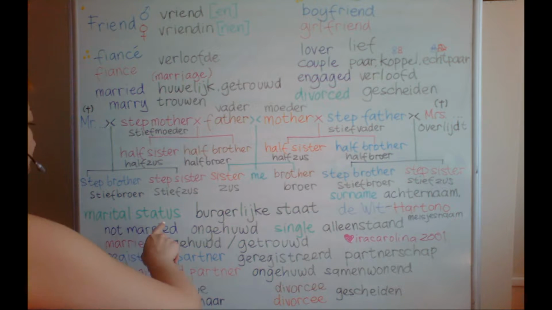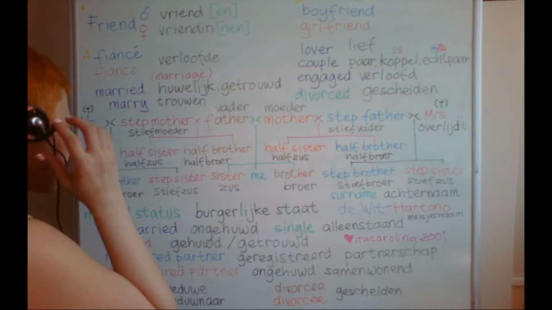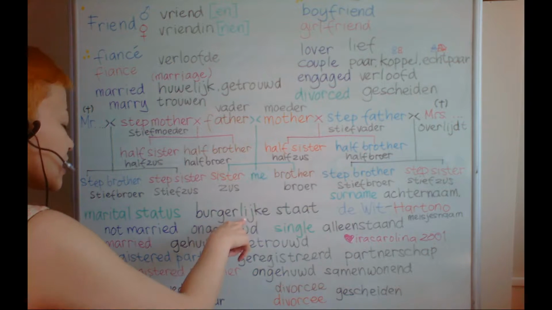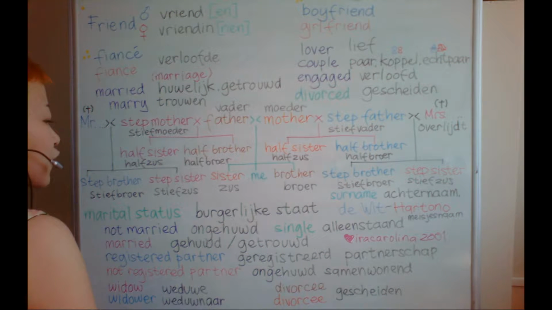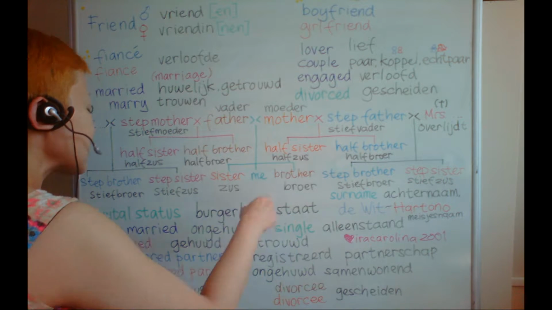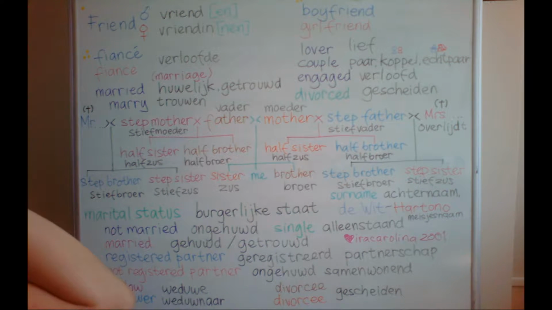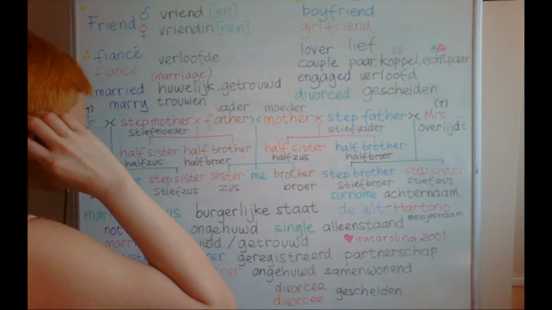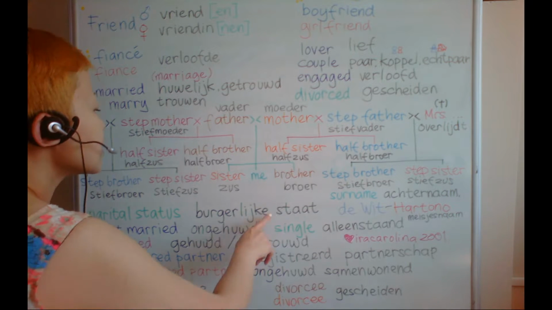Marital status in Dutch is Burgerlijke Staat. I will repeat. Burgerlijke Staat.